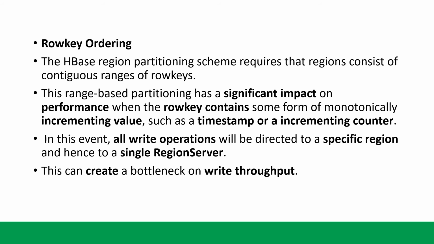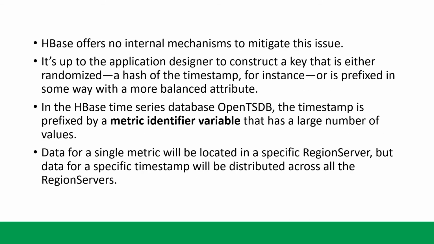Next is row key ordering. The HBase region partitioning scheme requires that regions consist of a contiguous range of row keys. This range-based partition has a significant impact on performance when the row key contains some form of monotonically incrementing value such as a timestamp or an incrementing counter. In this event, all write operations will be directed to a specific region and hence to a single region server. This can create a bottleneck on write throughput.